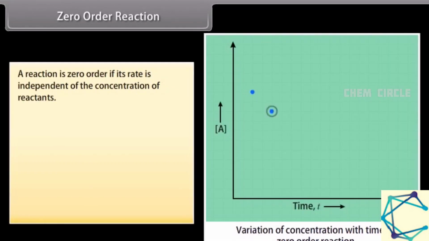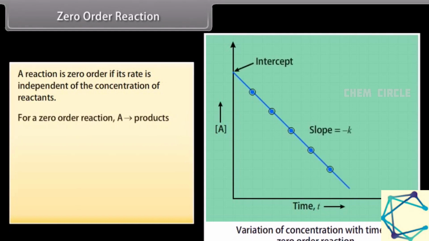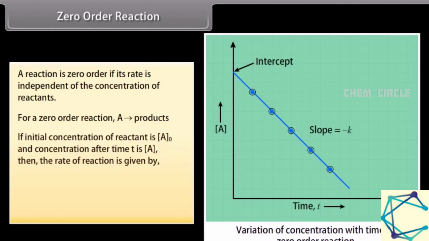Zero-order reaction. A reaction is zero-order if its rate is independent of the concentration of reactants. For a zero-order reaction, A is changing into products. If the initial concentration of reactant is A naught, and the concentration after time t is A, then the rate of reaction is given by minus dA by dt is equal to K times [A] raised to the power 0, which is equal to K. It can be written as dA is equal to minus K dt.